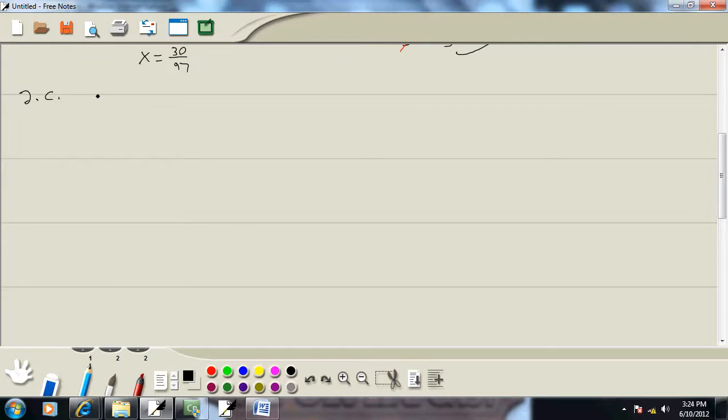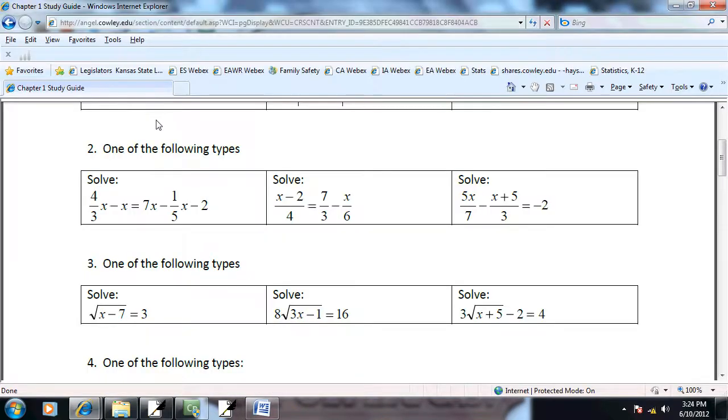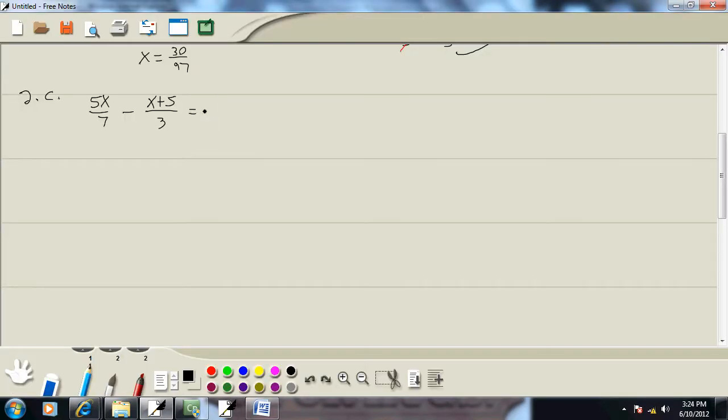We got 5x over 7 minus x plus 5 over 3 equals negative 2. First step, get rid of parentheses. Don't have any. Second step, get rid of fractions. Multiply everything by the LCM of all your denominators. I got 7 and 3. My LCM would be 21. So I'll multiply everything by 21.